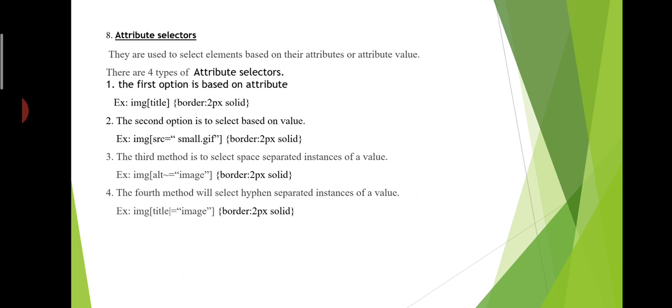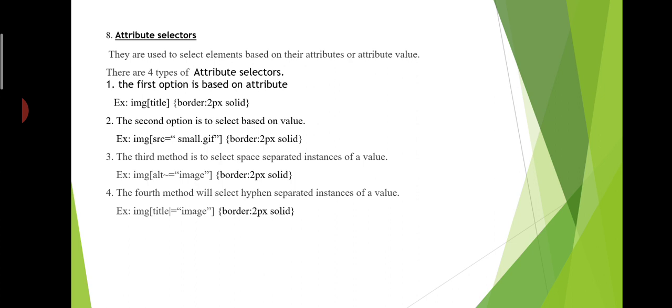Here the first option is based on the attribute, so the name of the attribute. See the example, I have given IMG, some square brackets, the title I have mentioned, next the border. Like that, whatever we have mentioned, based upon the attribute. IMG is nothing but one of the tags. Title is nothing but an attribute here.